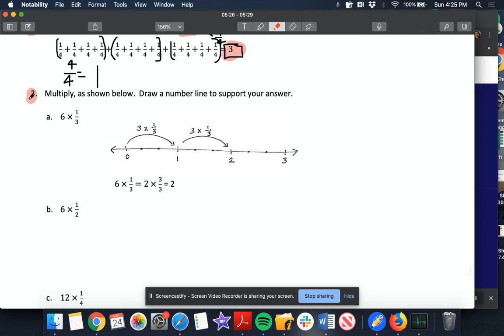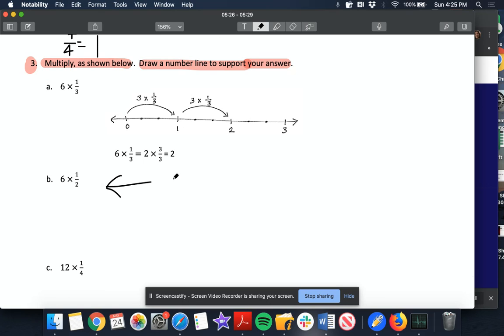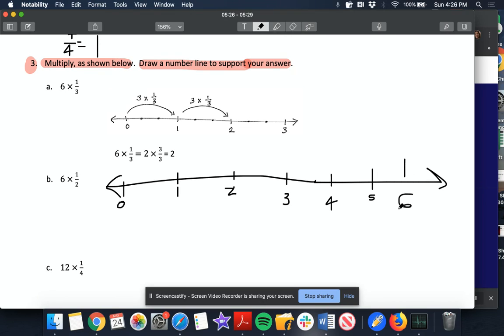For number 3, multiply as shown below and draw a number line to support your answer. So we're going to start this by drawing a number line. We're going to go to 0, 1, 2, 3 for now. Our number line obviously could be bigger. For some of these problems, we do need to go until maybe 4, 5, 6. And it's asking us, what is 6 times 1/2?